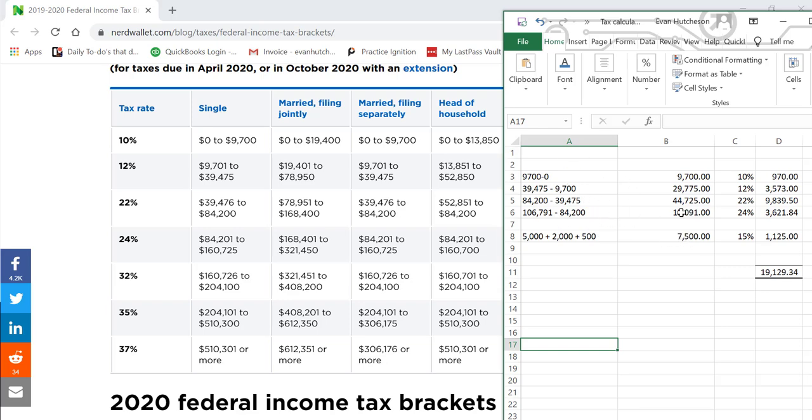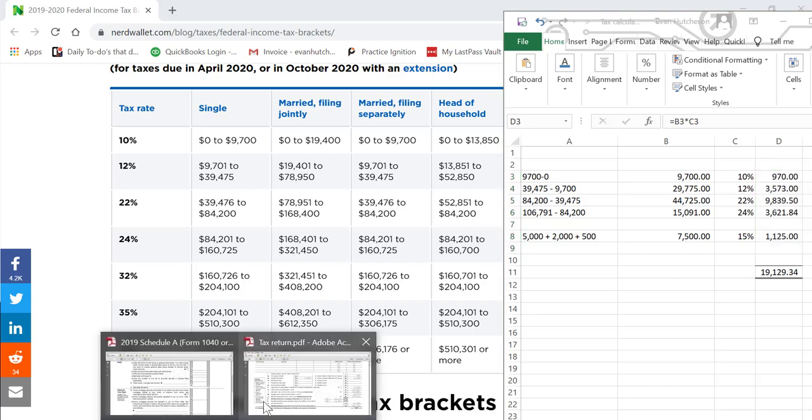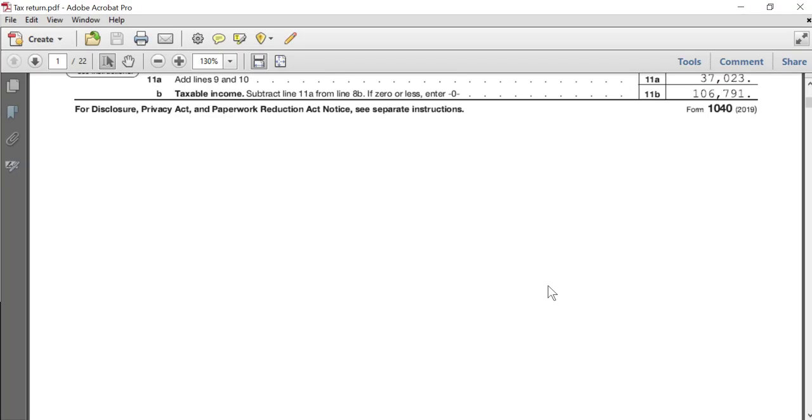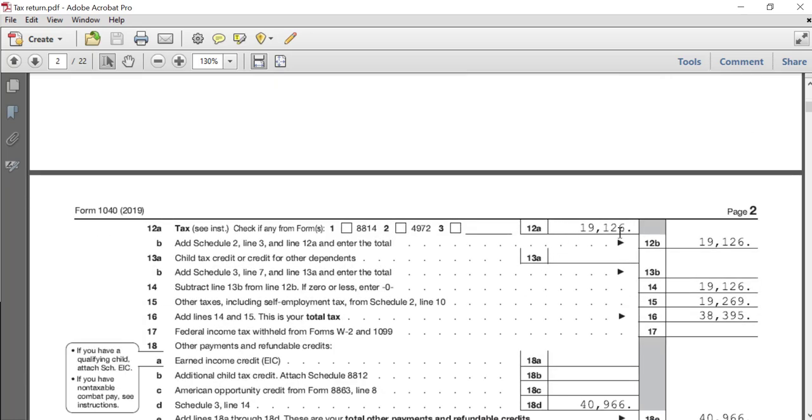If you look at the formula, it's 106,791 minus 84,200 minus 7,500 equals 15,000 times 24% equals 3,621. So if we add all five of these numbers up, we've got 19,129, which if we go back to the tax return, we can see that his ordinary income tax is 19,126. A little bit of a rounding error, but you get it.